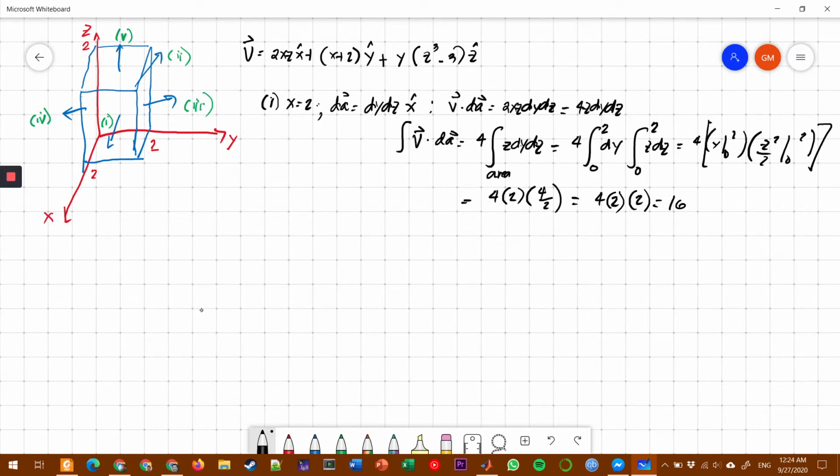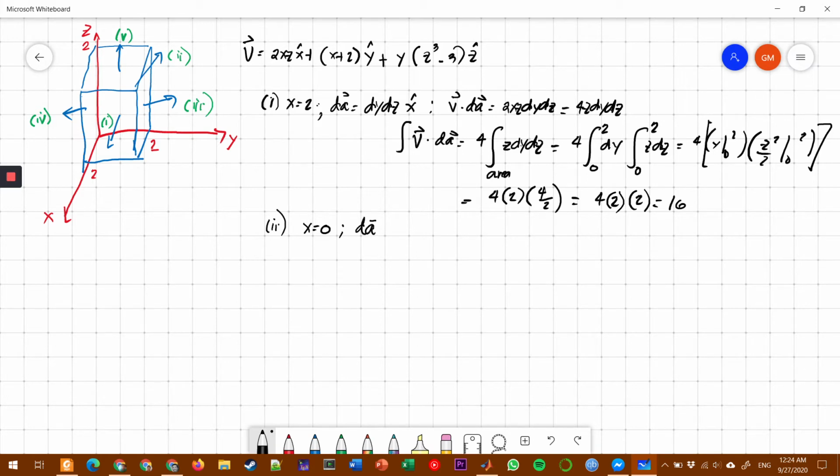Now let's move on to region 2. Region 2 is the one at the back, okay? It's at the back. You can notice that its x is 0, right? So it's at the origin. x equals 0.